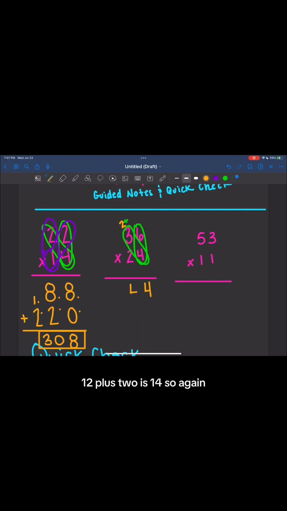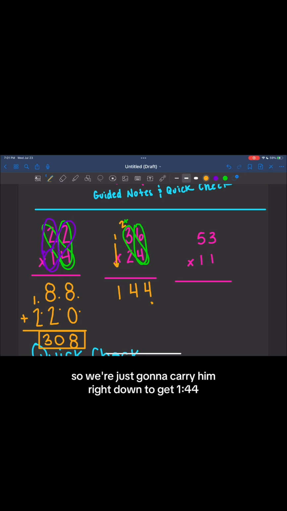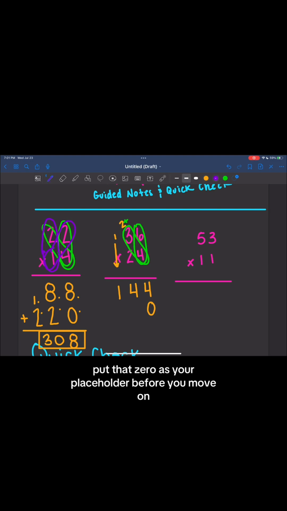2 is 14. So again, now I have that 4, but I also have a 1, so I need to bring it right down. We carried it, it has nobody to add to, so we're just going to bring it right down to get 144. Put that 0 as your placeholder before you move on.